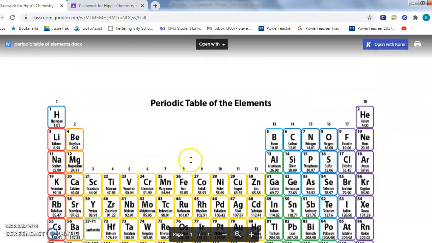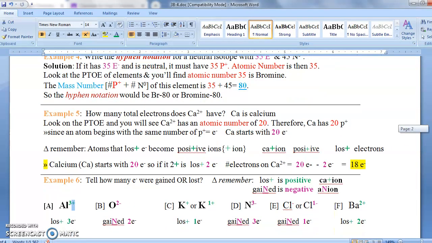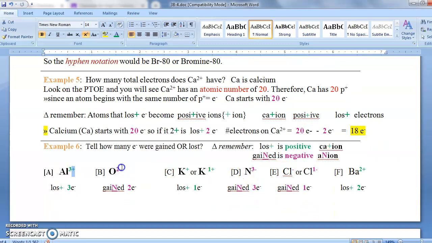Likewise, we also discussed the negatives in our last video. O2 minus, a number followed by the charge, means that oxygen has gained 2 negatives, which means it now has 2 more electrons than protons. It's called the oxide ion. When you gain electrons, they put an "ide" on the end. So how many electrons would the oxide ion have?